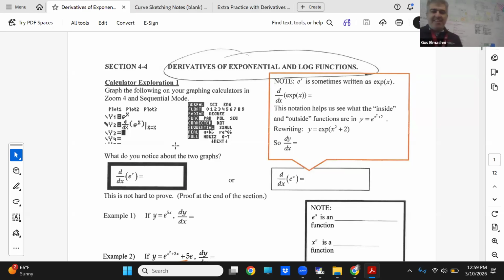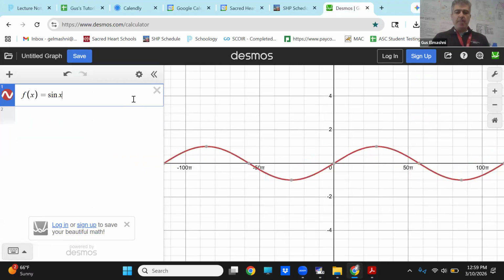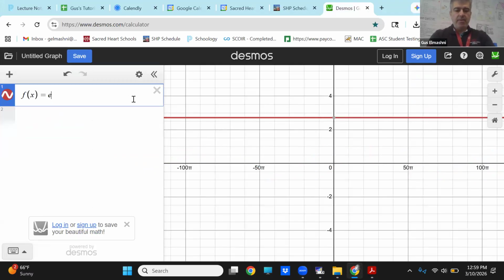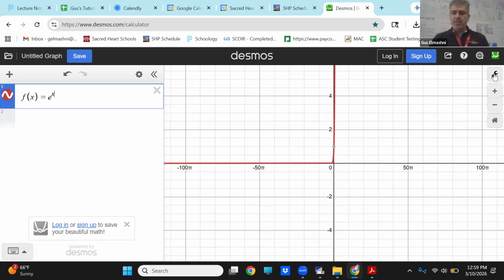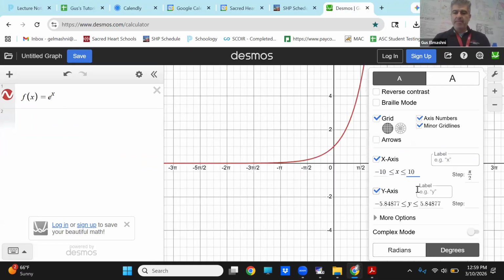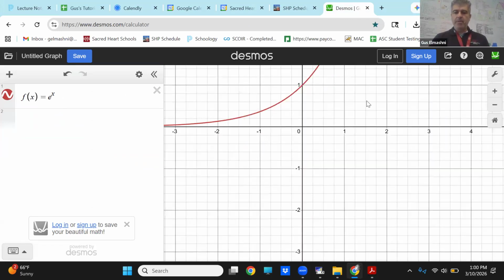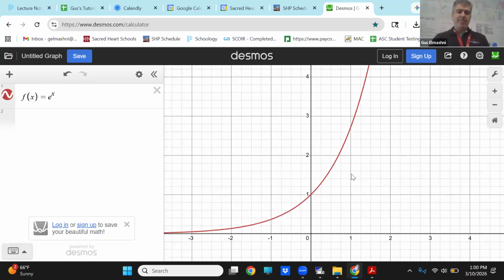Okay, so let's talk about e to the x. Before I tell you the derivative of e to the x, I'm going to go back to Desmos again, and we'll just graph e to the x, just to see what happens. So e raised to the x power, and I'm going to adjust because this is really annoying. Let's go negative 10 to 10. Oh, so much better. Okay, and the step could be 1. Zoom in a little bit. Okay, so you guys know how e to the x looks, right? Pretty obvious.